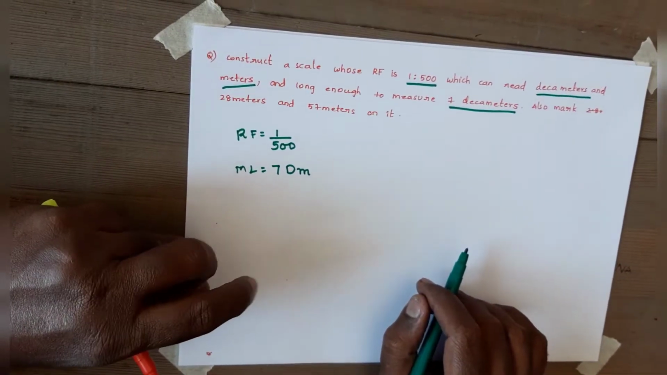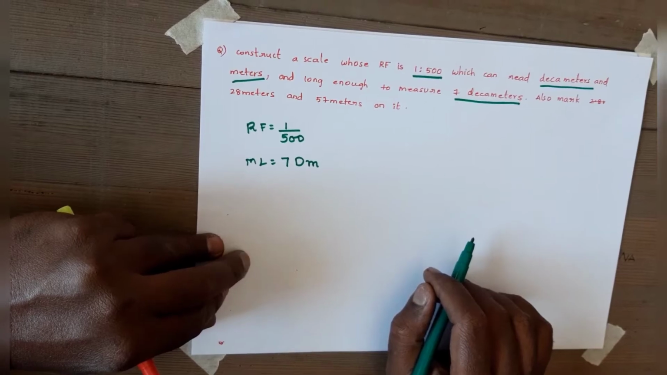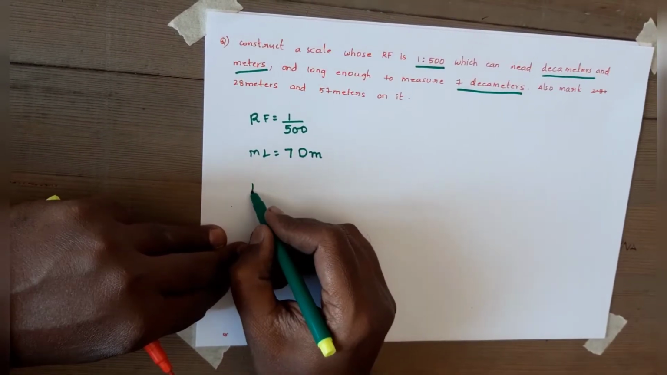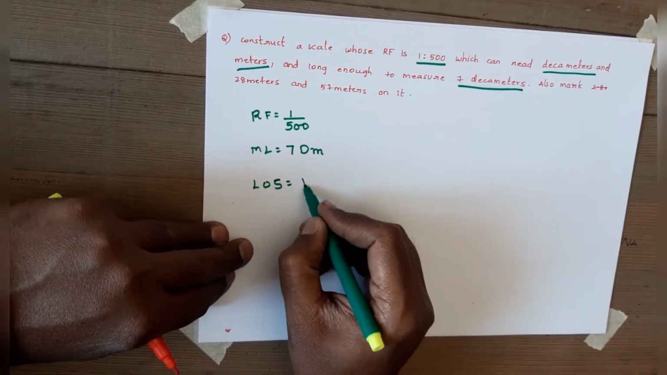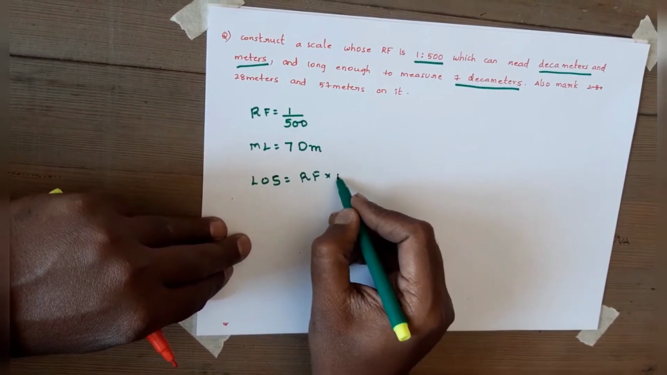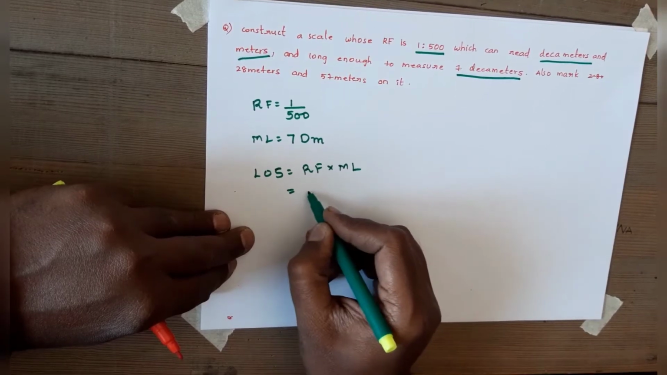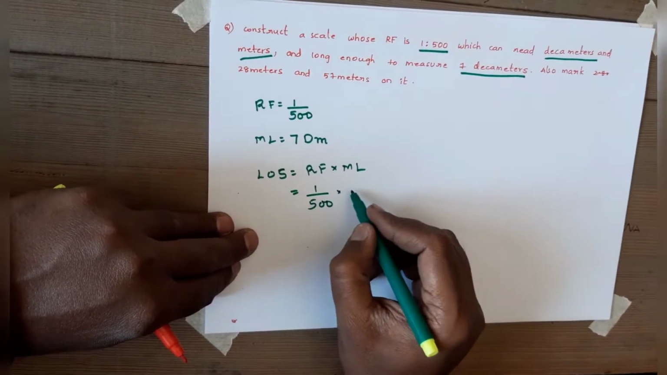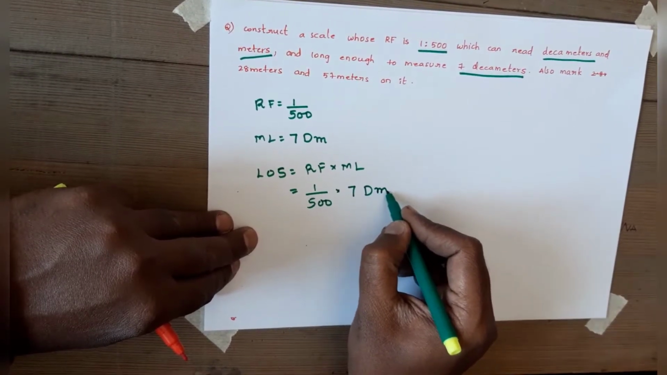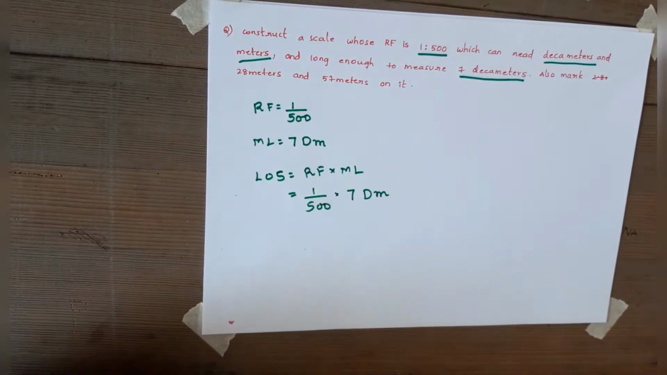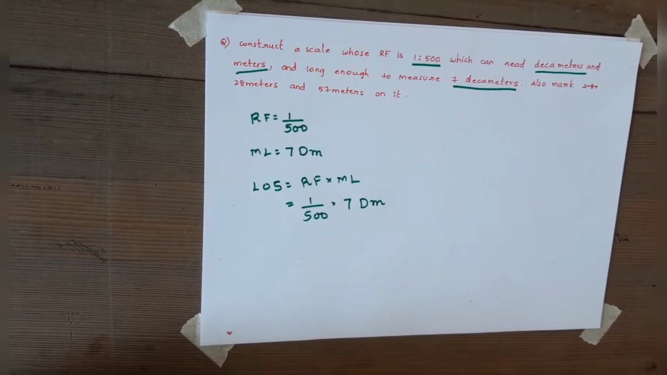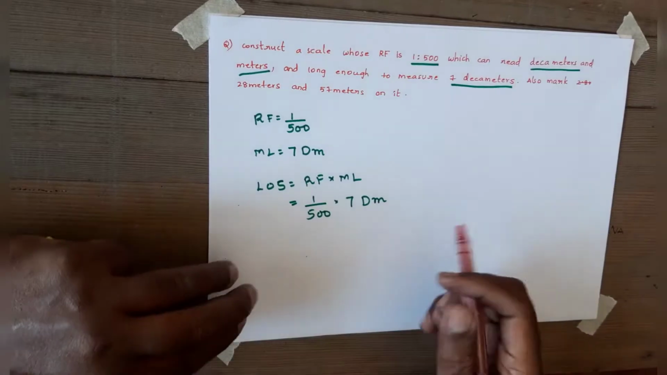Okay sir, before starting the problem, what do we require? Length of the scale is required. So how much is the length of the scale for this? LOS is equal to RF into maximum length. RF is 1 divided by 500 into 7 decameters. But our scale is in which units? Centimeters. Try to convert into centimeters.